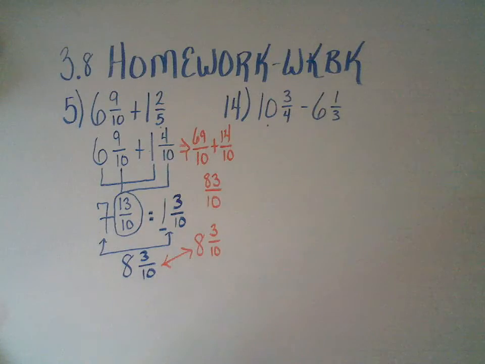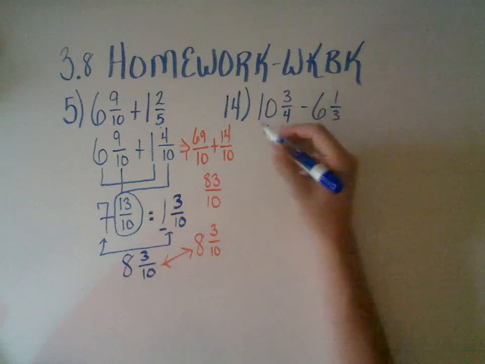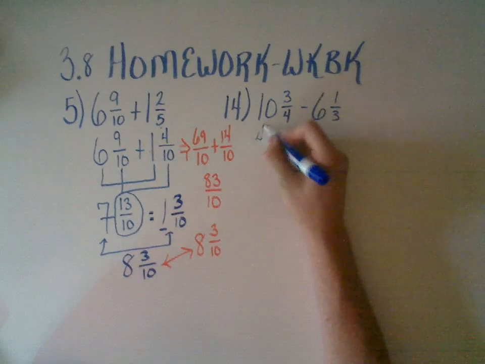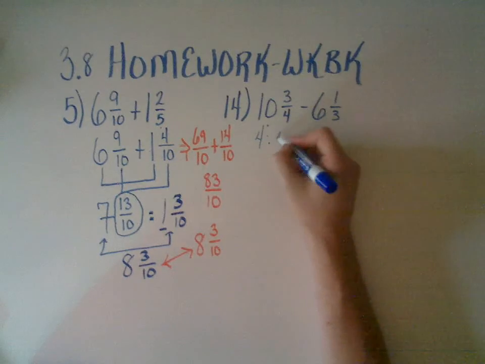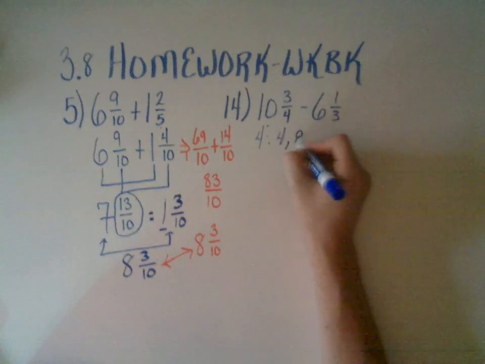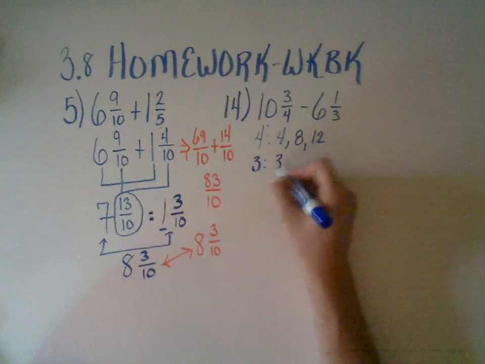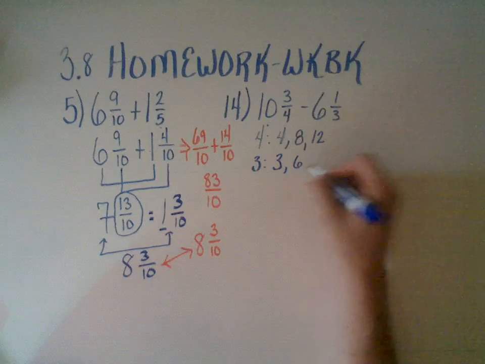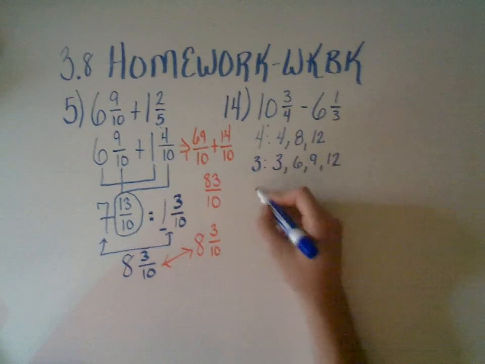Okay, let's look at 14. 14 is a subtraction problem. We've got 10 and 3/4 minus 6 and 1/3. Again, we're going to have to do common denominators here. Common denominator here is going to be 12. Pretty simple, but maybe not quite as clear as number 5. The 4 list is going to go 4, 8, 12. The 3 list is going to go 3, 6, 9, 12. And the match is, of course, at 12. So my common denominator is going to be 12.